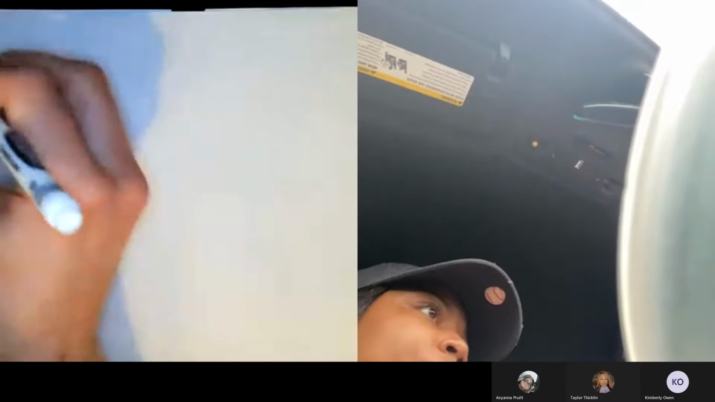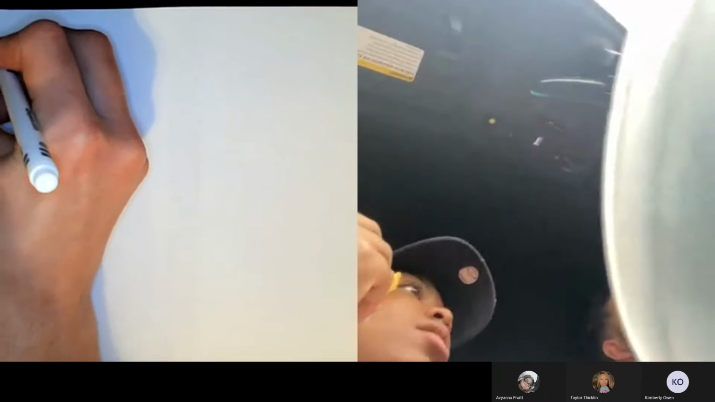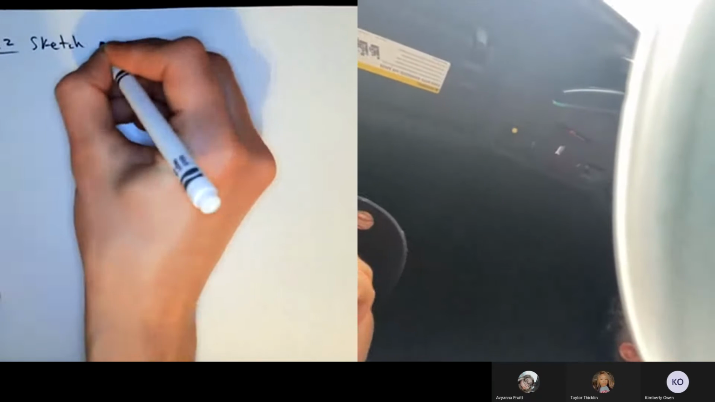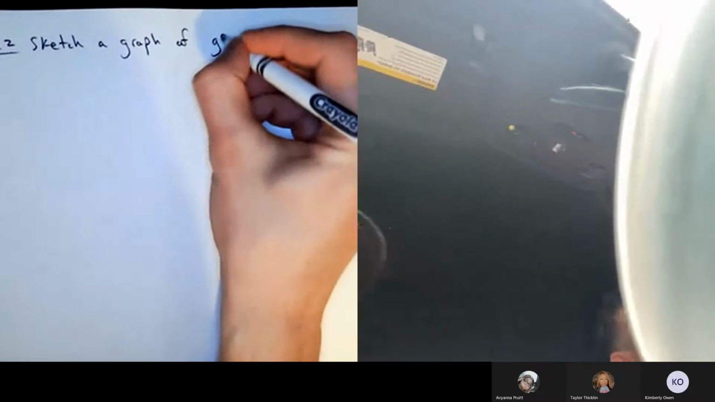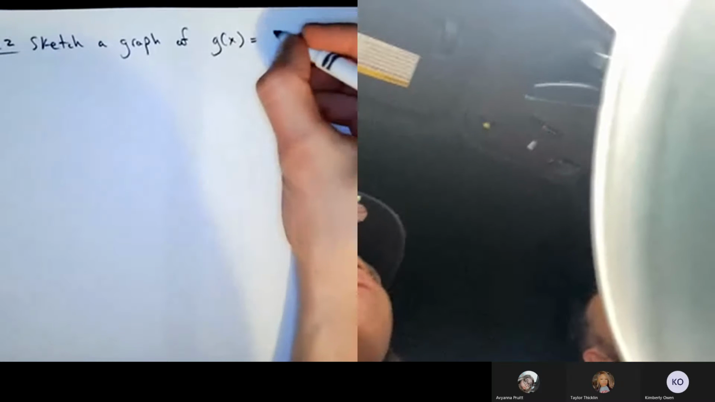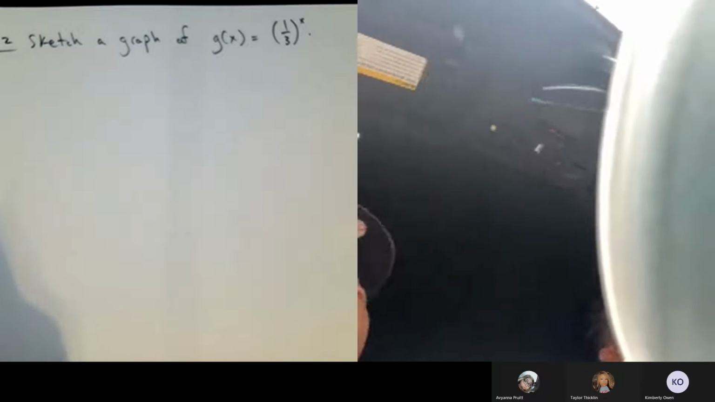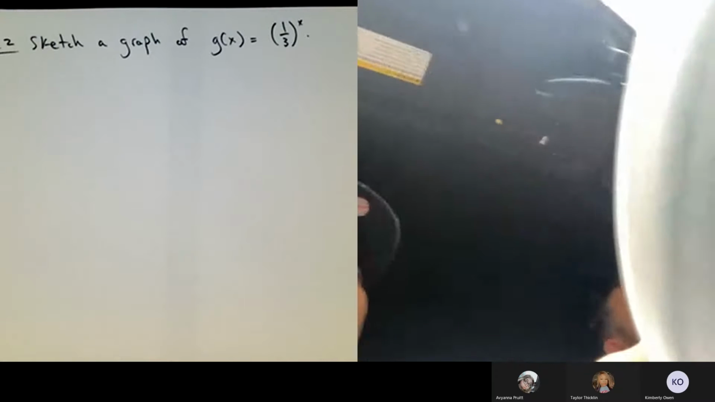So example 2. We'll say sketch a graph, and I'm going to pick a sort of symmetric example. I'll say g of x equals 1 over 3 to the x.